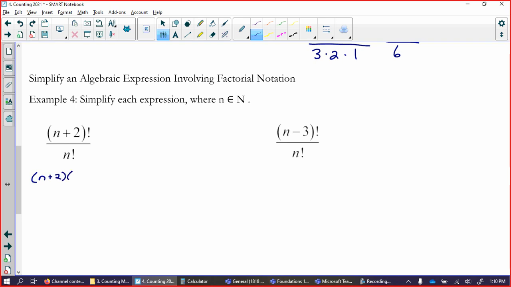n plus 2 factorial is n plus 2 times n plus 1 times n, down to 3 times 2 times 1.